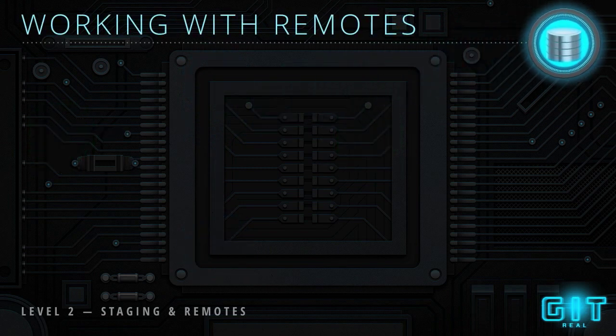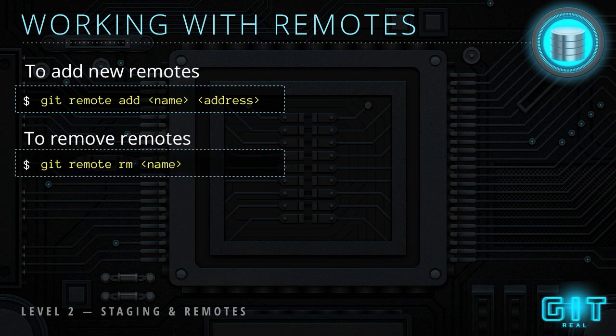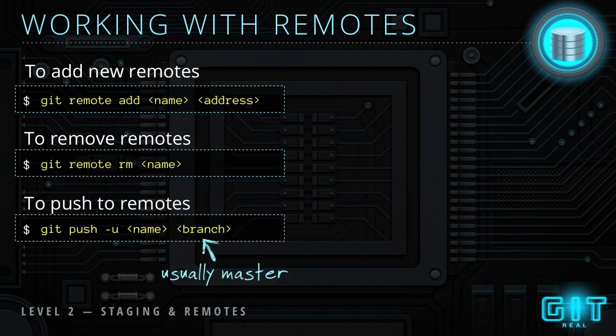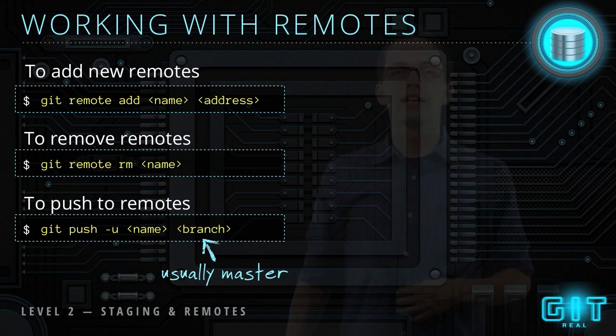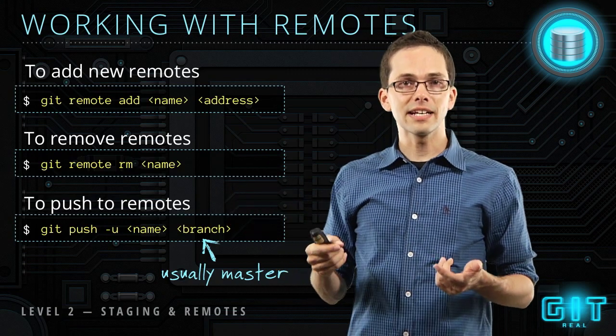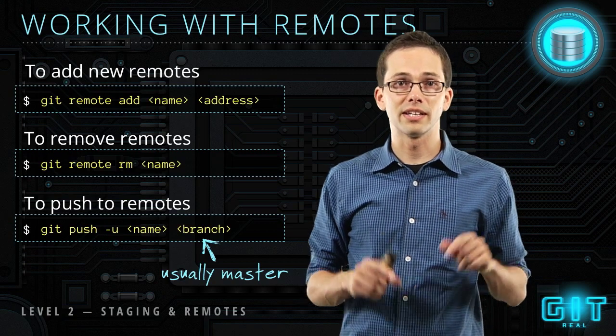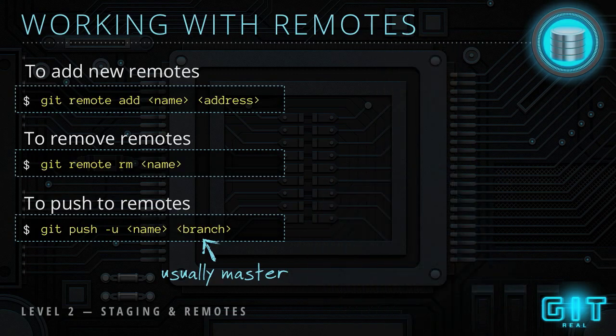As we saw before, to add a new remote, use this syntax, git remote add, specify a name, it can be any name, and then the address. To remove remotes, we simply do git remote rm and then the name. And lastly, to push our repository to remotes, we run git push -u and specify the name and the branch. Now you might be wondering what this -u option does. Basically it makes it so that next time you run git push, you don't have to specify the name and the branch. You can just run git push.